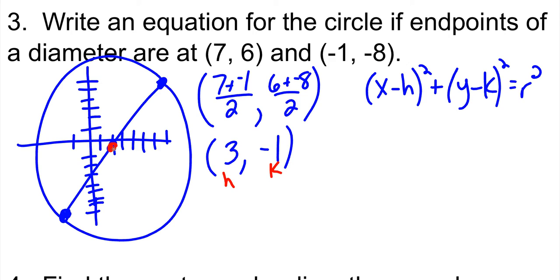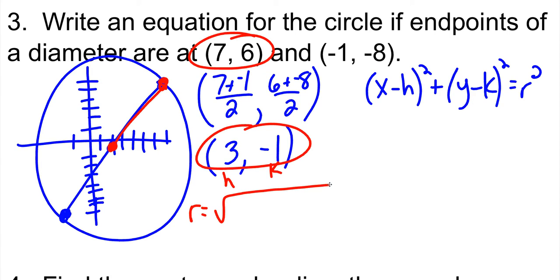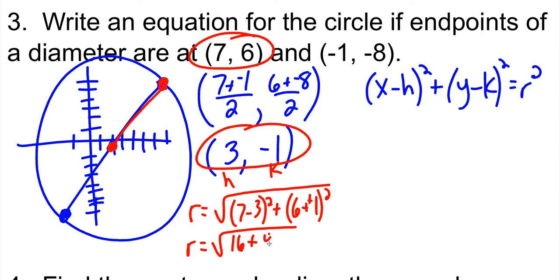Now, we still need to find r. So we need to know the distance from the center point to this point here. You could use the other point too if you wanted. So I'm going to use the distance formula on these 2 points. My radius is going to be the distance between this point. I'm going to subtract my x coordinates, and I'm going to subtract my y coordinates. So the radius is going to be, that's 4 squared, and that's 7 squared. I don't have a calculator with me. 16 plus 49 is 65.